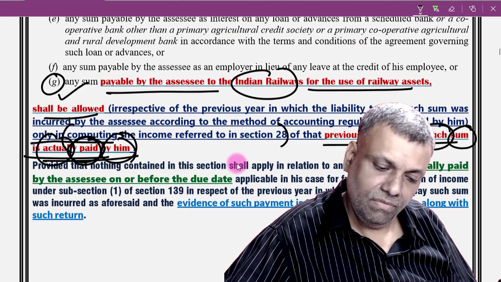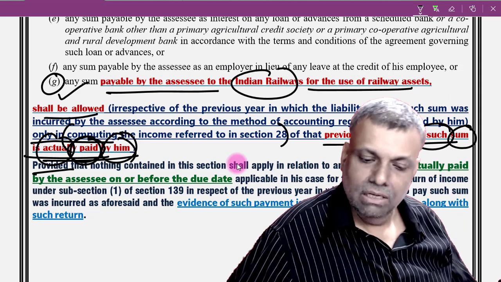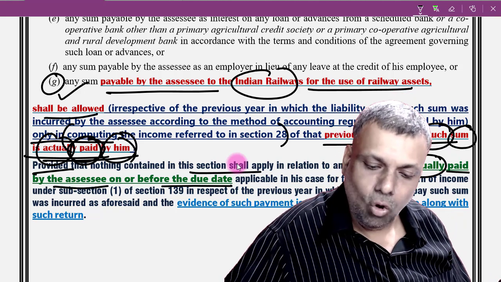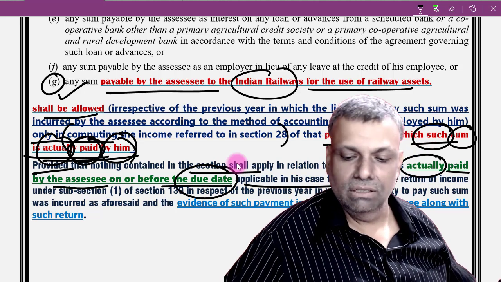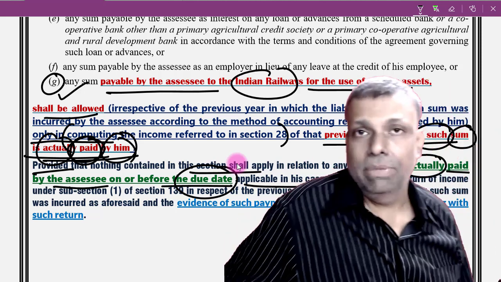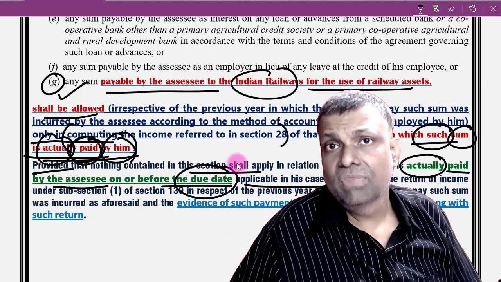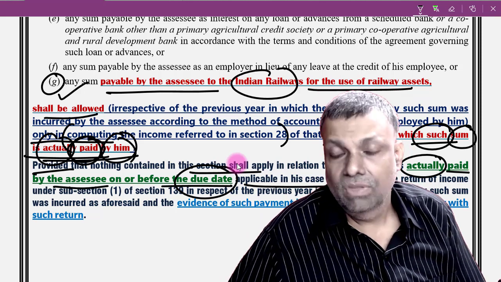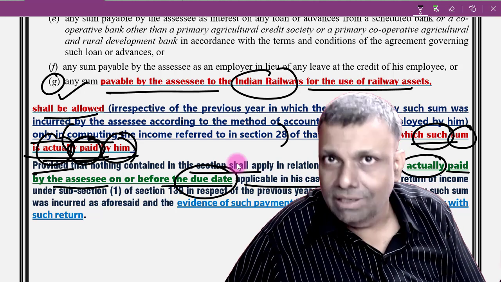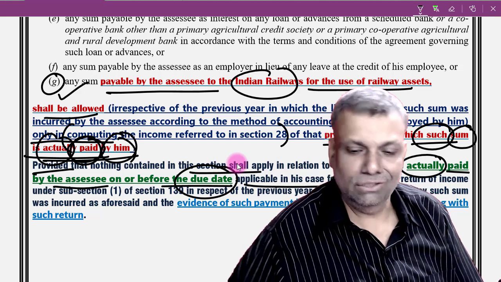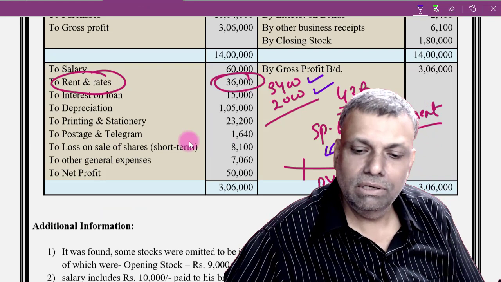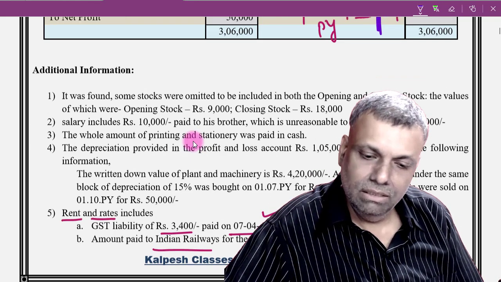Further, the proviso says nothing contained in this particular clause shall apply where it is actually paid by the assessee on or before the due date of furnishing of the return of income. So expenditure of the previous year, if you paid in the previous year, nothing wrong. But if you paid before the due date of furnishing of return of income, then also nothing is wrong. You will get the deduction. So in the given circumstances, you will get 3,400, you will get 2,000 also. But they are already debited.